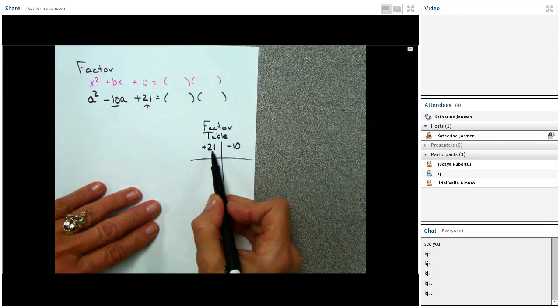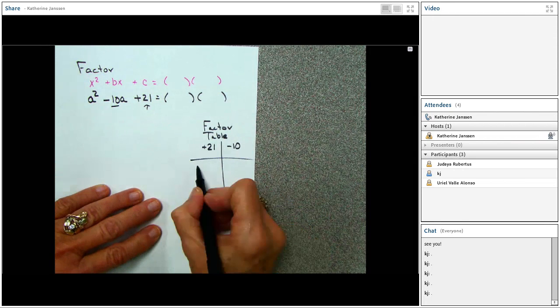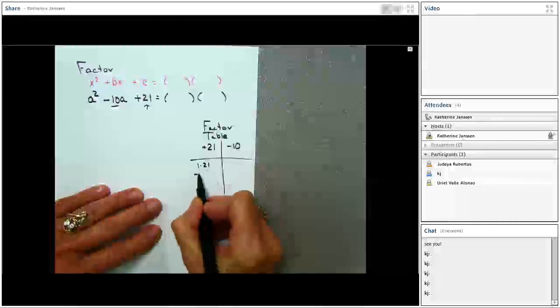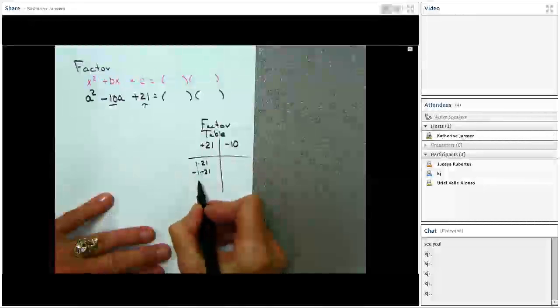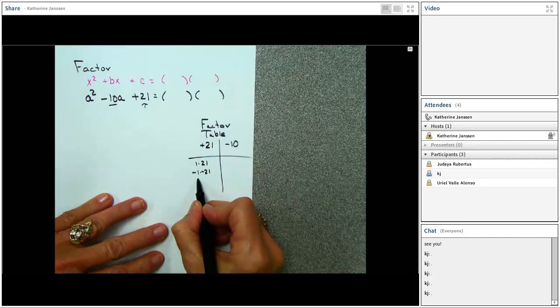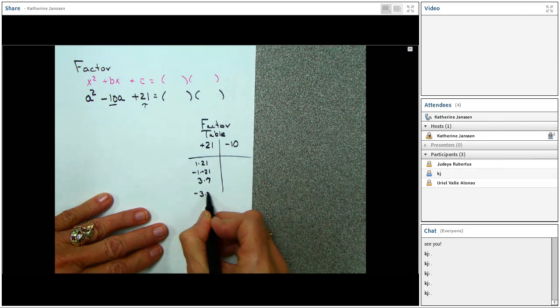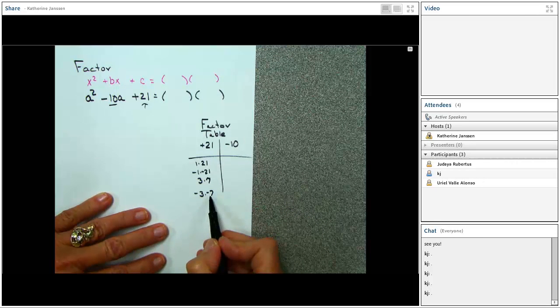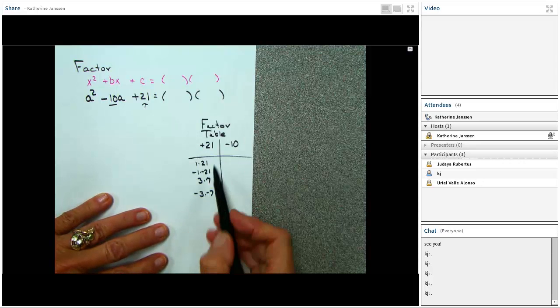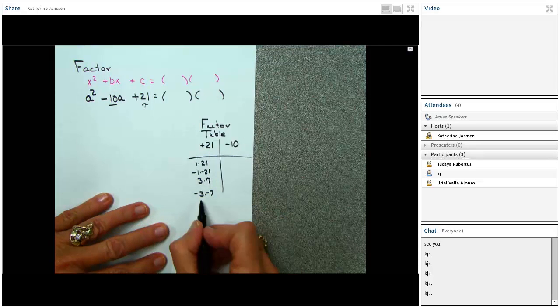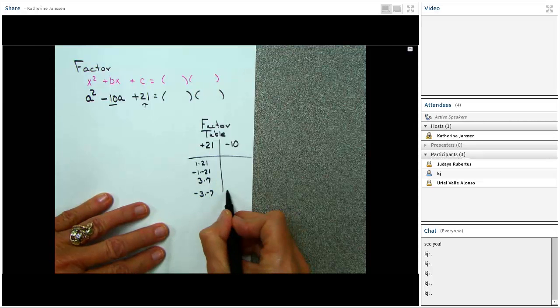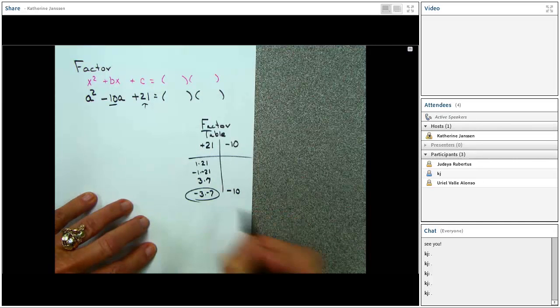Well, now we need factor pairs of positive 21. That'd be 1 times 21, a negative 1 times a negative 21. Looks like 3 times 7. A negative 3 times a negative 7. A negative 3 times a negative 7 would be a positive 21, but a negative 3 plus a negative 7 would be our negative 10. So here's our factor pair.